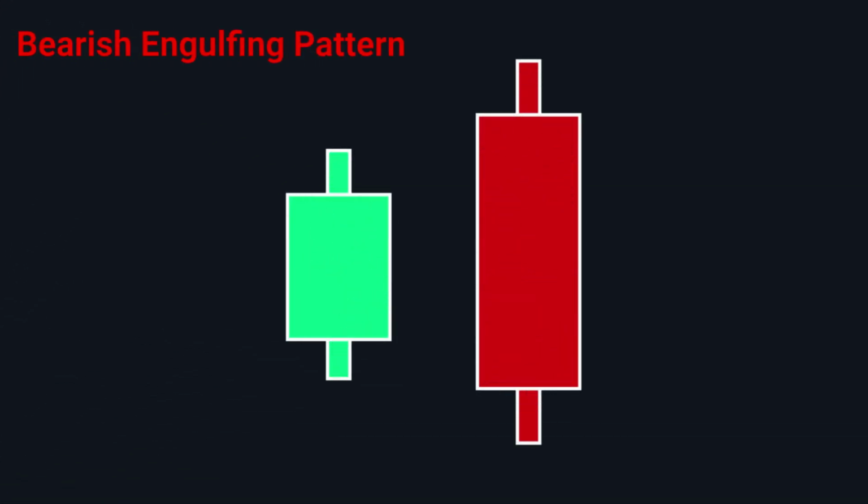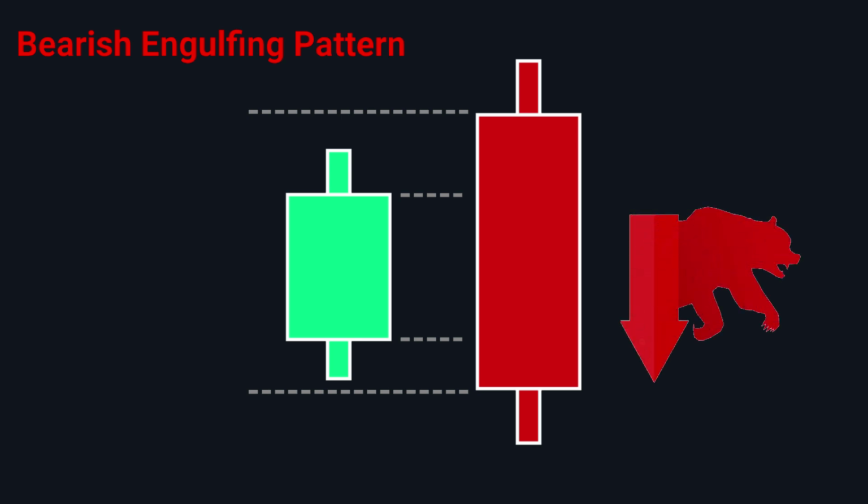Bearish engulfing pattern. Conversely, a bearish engulfing pattern occurs when a green candlestick is followed by a larger red candlestick, which completely engulfs the body of the previous green candle. This pattern is the opposite of the bullish engulfing pattern and signals that sellers have taken control of the market. It suggests a potential decline in price, often prompting traders to consider short-selling opportunities.